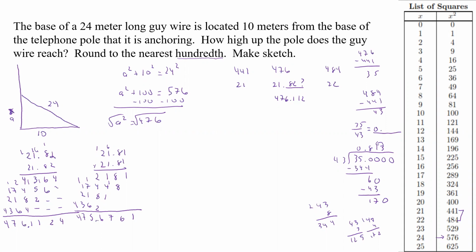475.67. That one's too low because it's greater than 0.1 off. So we're saying then that A is approximately, at least to the 100th, 21.82, and we're in meters again. All right. So that's going to be our answer for that one. So that's going to be our height up the pole over here on the left side. That's 21.82 meters.